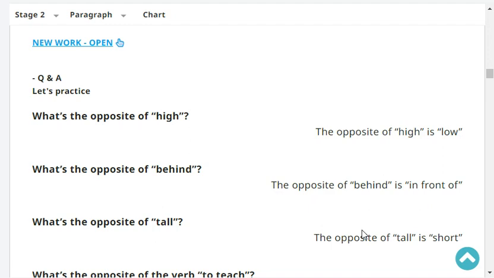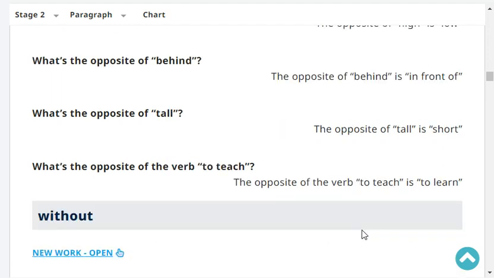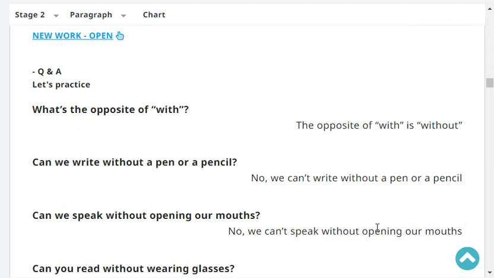What's the opposite of tall? The opposite of tall is short. What's the opposite of the verb to teach? The opposite of the verb to teach is to learn. Very good.